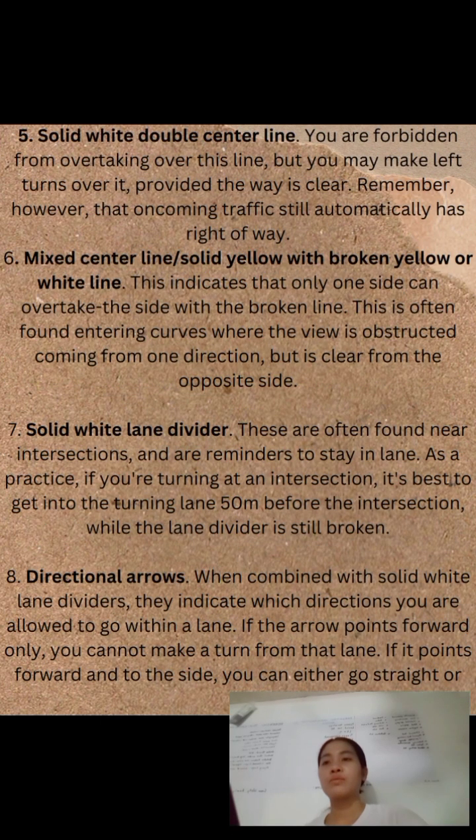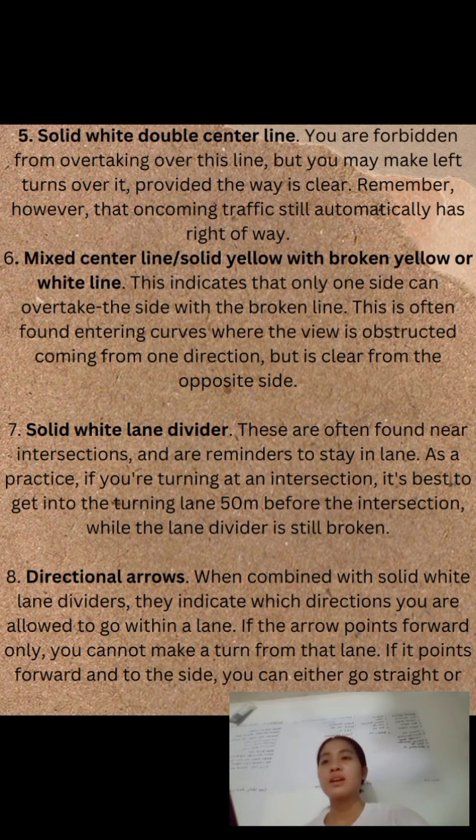Number 5 is the solid white double center line. You are forbidden from overtaking over this line, but you may make left turns over it, provided the way is clear. Remember, however, that oncoming traffic automatically has the right of way.